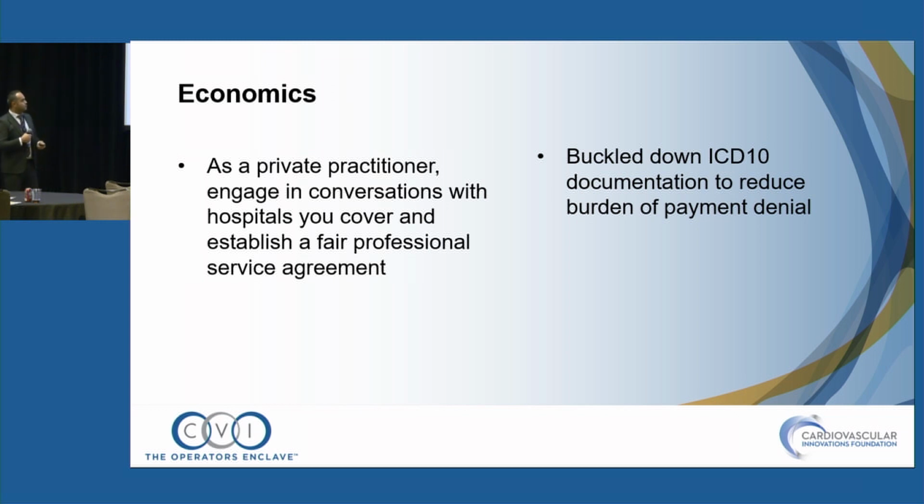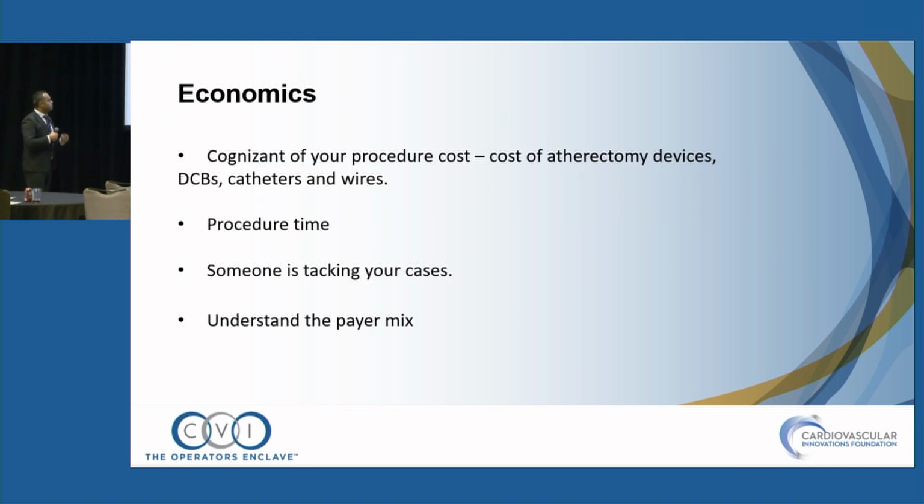Document well to reduce the burden of payment denial. This is a heavy burden on the practice, on everyone. Be cognizant of the procedure cost, the cost of atherectomy devices, DCBs, catheters. Opening 2-3 atherectomy devices for an SFA stenosis will take away from the other 9 patients that are waiting for the procedures.